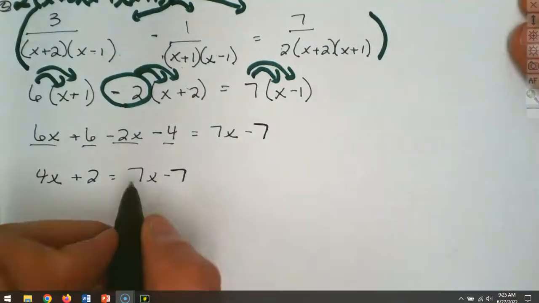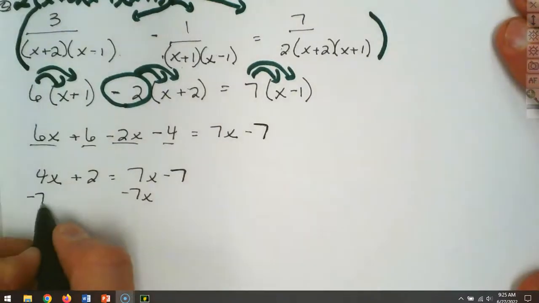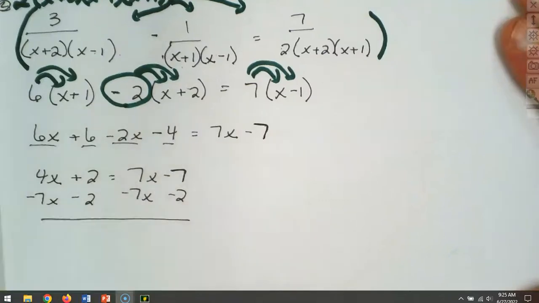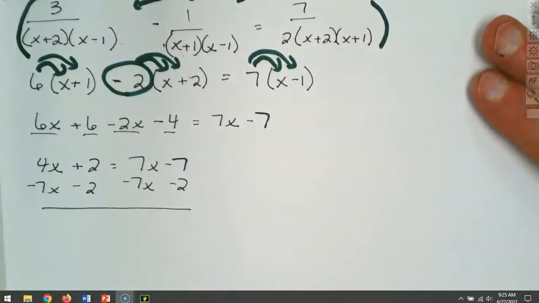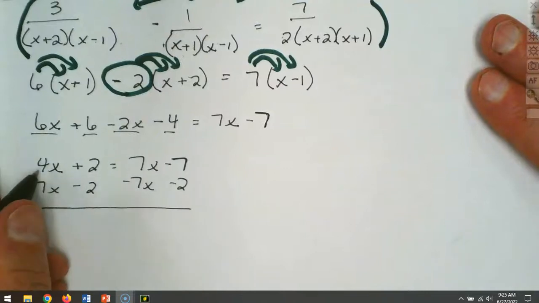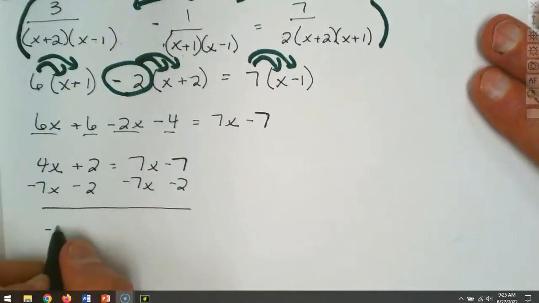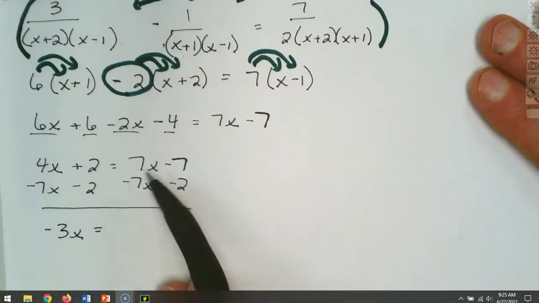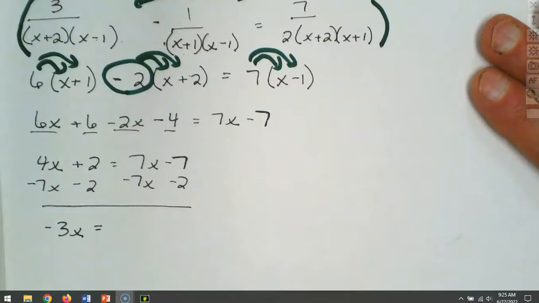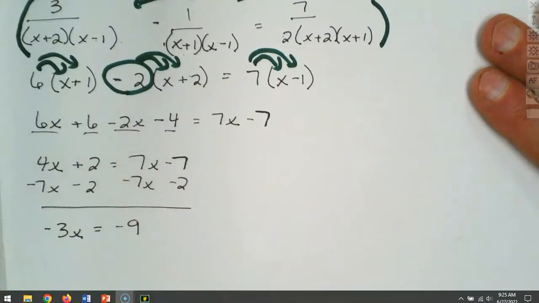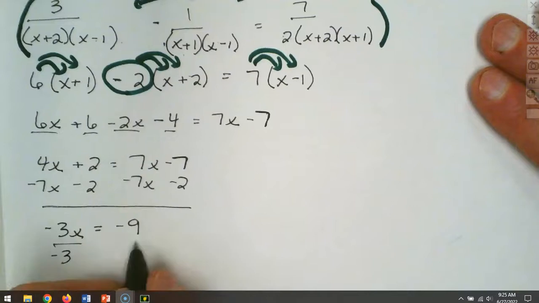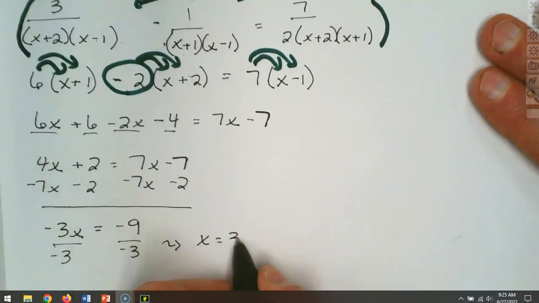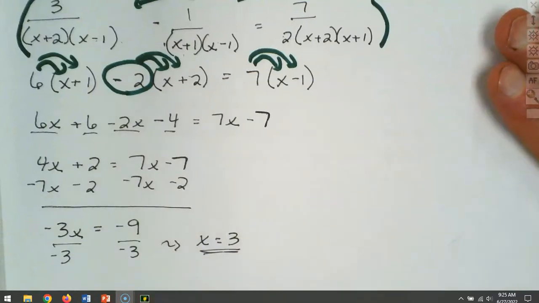Move things around, so move that 7x over. And move that 2 over as well. So 4x minus 7x, so 4 minus 7. That's a minus 3x, so that's the left-hand side. Those can cancel. A minus 7 minus 2 makes it a minus 9. Divide both sides by a negative 3. And reduce it down. And so we've got x equals a positive 3.